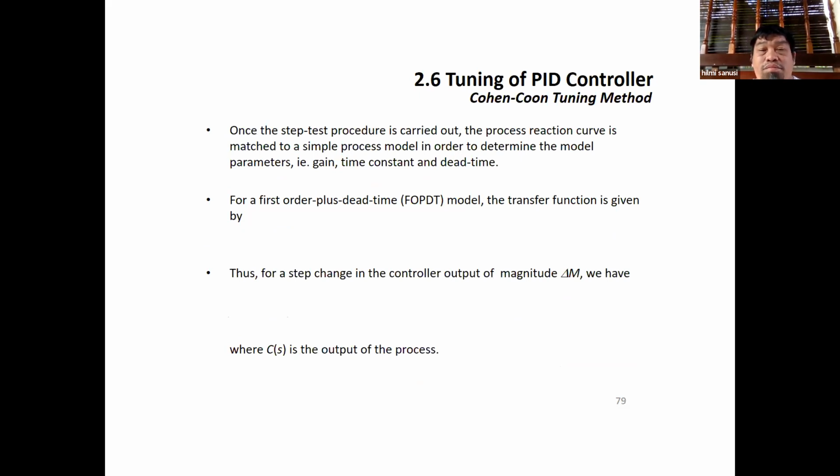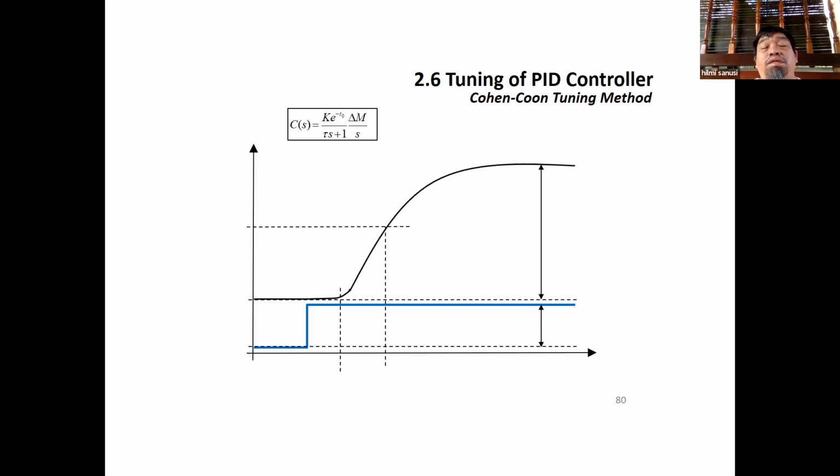Okay. Cohen-Coon sama je. Cohen will be based on the first order plus dead time. So kalau you tengok sama, it will give you the S shape lah. For the step change in the control output with the magnitude of delta M, then we'll have this, where the CS is the output of the process.